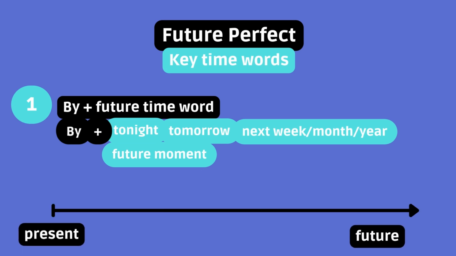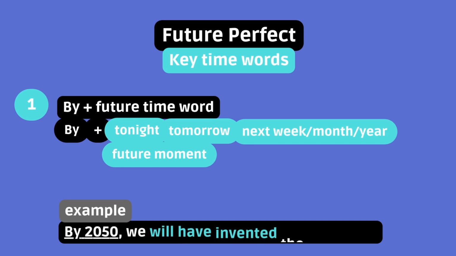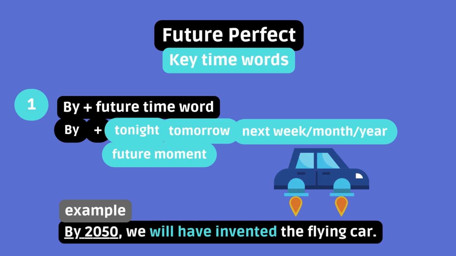Consequently, by, together with a future time word, marks a specific future moment, showing the limit before which an action will have taken place. Example: by 2050, we will have invented the flying car. Besides being overly optimistic and equally silly, we understand that the speaker predicts that the flying car will be a thing, and it can happen anytime between now and 2050.